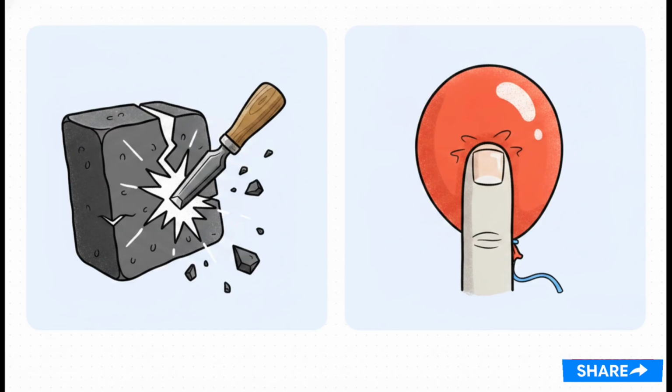Mosaic Warfare flips this into an anti-dominance mindset. It's more like trying to pop a balloon with your finger. You push into it, and the balloon just absorbs the pressure and squeezes out somewhere else. It's fluid, it's resilient, and it's incredibly difficult to actually destroy.